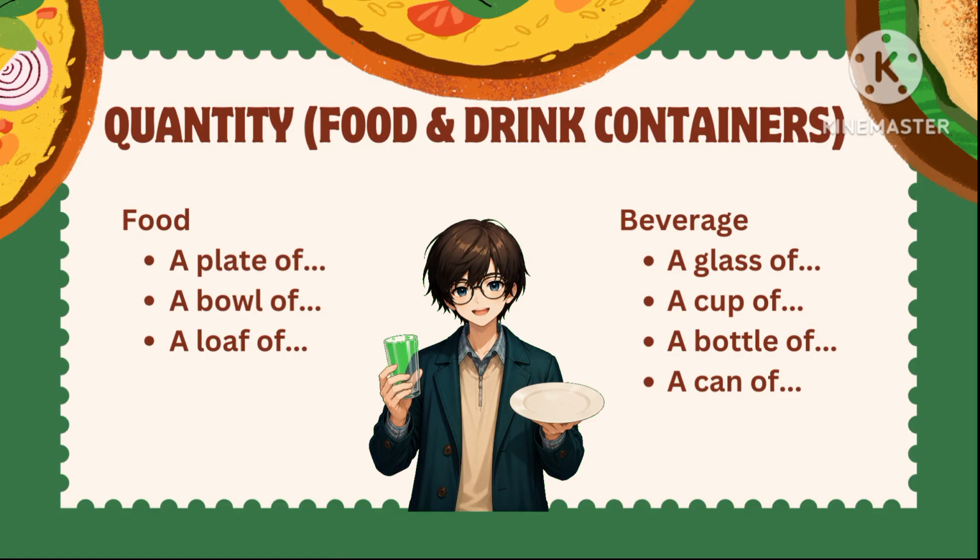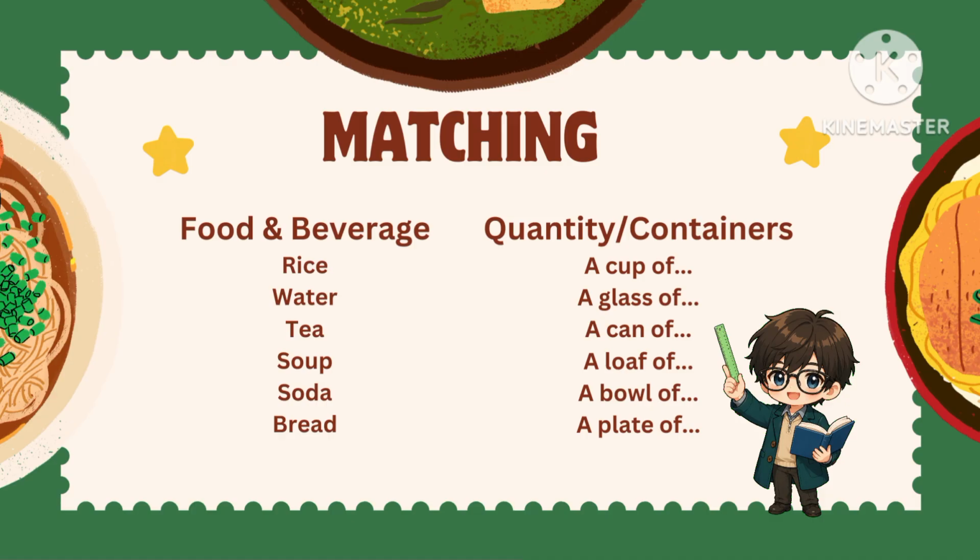First one is a glass of. A glass of. Second one is a cup of. A cup of. The third one is a bottle of. A bottle of. And the last one is a can of. A can of. Now that we know the quantities for food and drinks, let's match them with the correct food or drink. Here, we have a matching activity with 6 pairs. Which food or drink match each quantity?